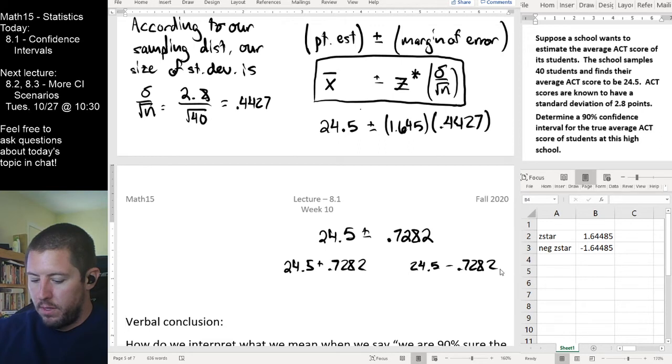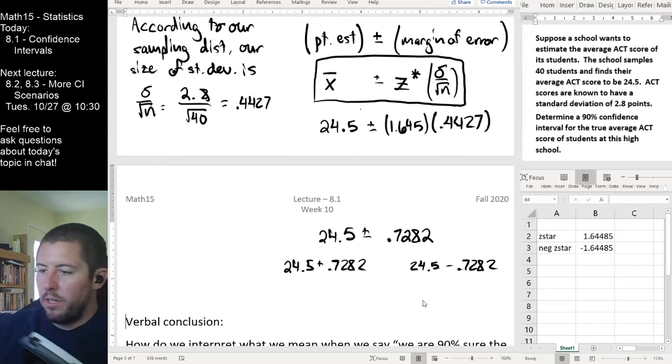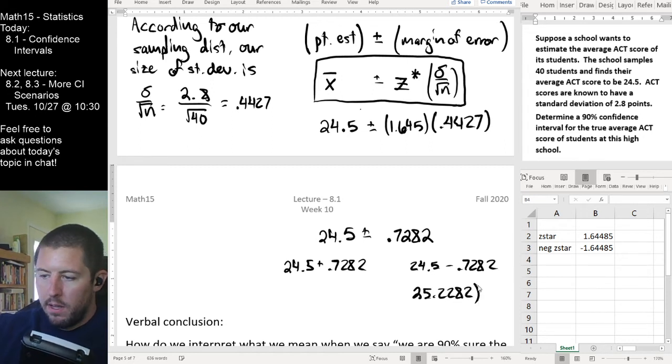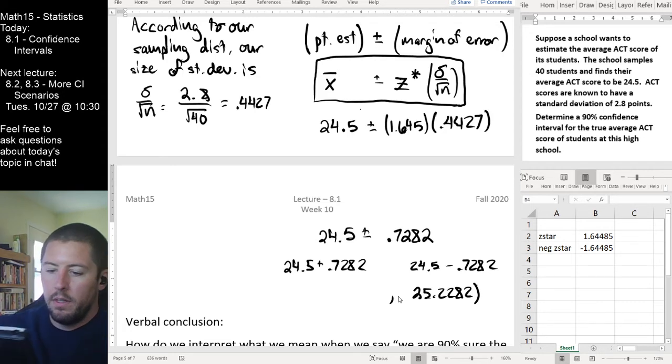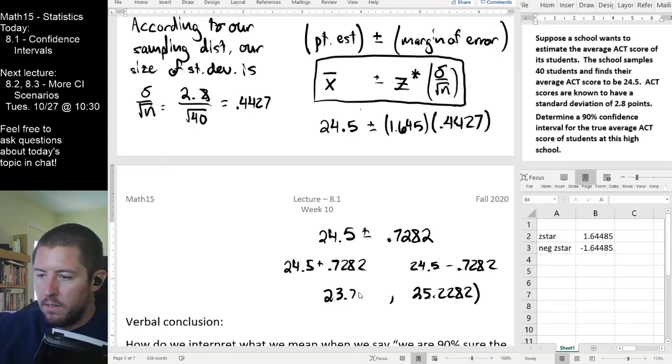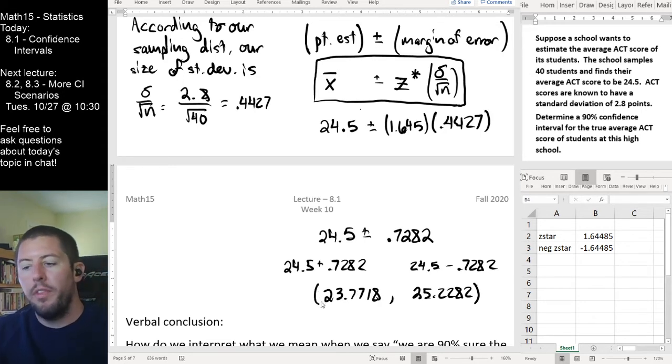24.5 plus 0.7282 is 25.2282. It's an interval, so I'm going to give that as a parenthesis and then some comma right here. And we've also got 24.5 minus 0.7282. And that's going to give me 23.7718. All right, so here we go. This is our very first confidence interval right here.